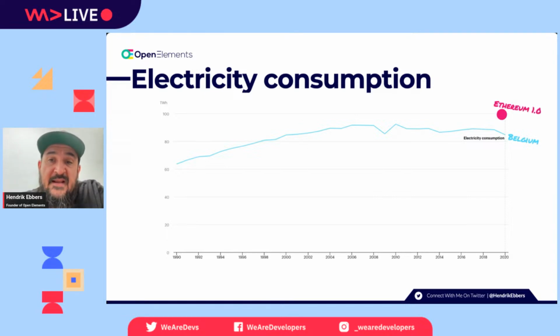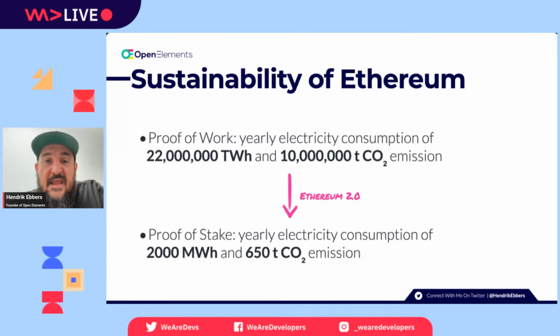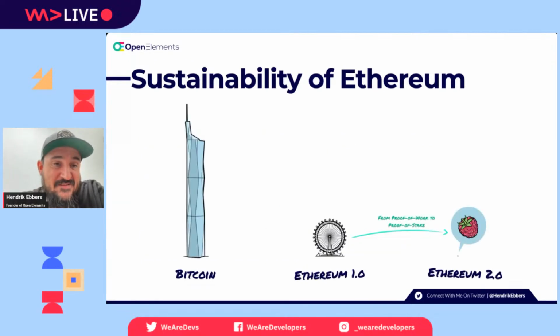Here we see the electricity consumption of Belgium, and here we see the electricity consumption of Ethereum 1.0. As said, they switched to proof of stake, and by doing so, the CO2 and power consumption really went down. You can compare it to this, actually: if Bitcoin is a skyscraper, then you can think of Ethereum 1.0 as the, how is it called in London, the Eye thing. And Ethereum 2 against that is really a kind of raspberry, right? That is really much, much better. We're really going down with the electricity consumption, which is super important from my point of view.